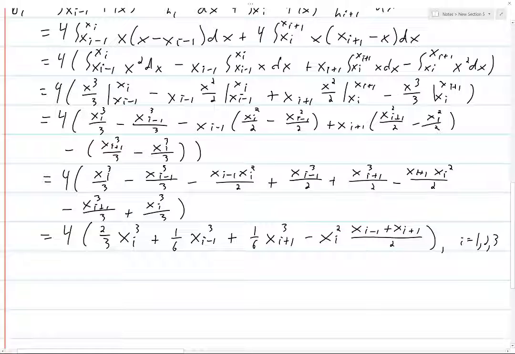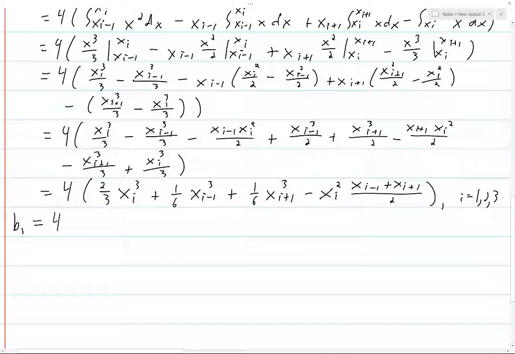And so let's see here. For B1, you just plug in the different values. So at B1, this is the hat function centered at x1, so this is i equals 1. So xi will be x1, which is 1/4. Then xi minus 1 is x0, which is 0. Xi plus 1 is x2, which is 1/2.